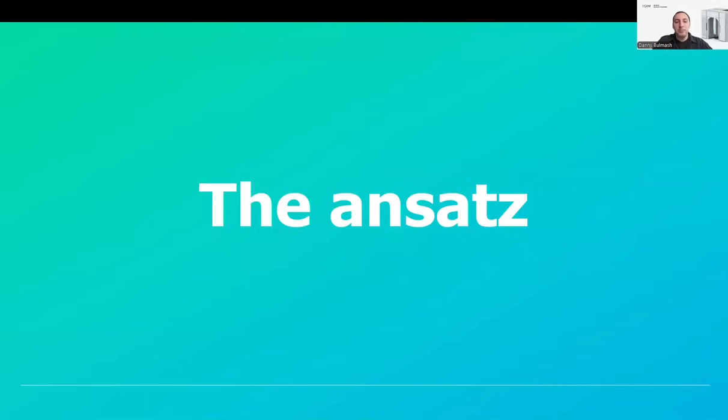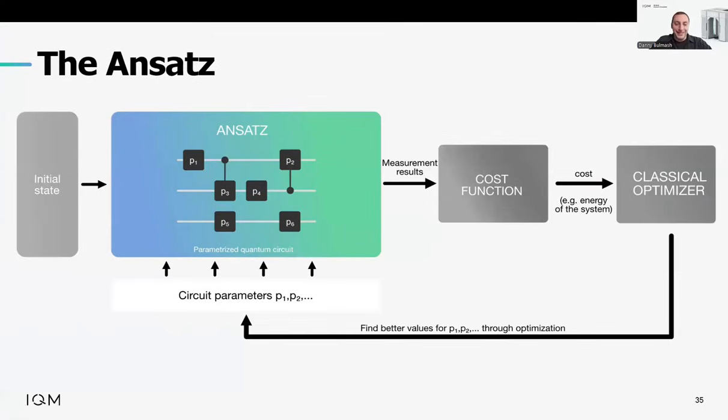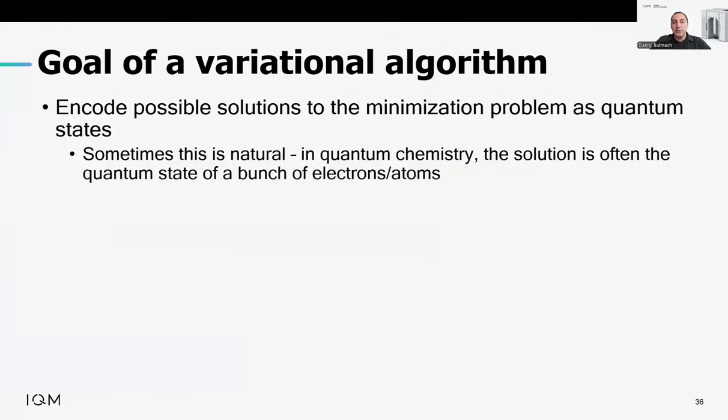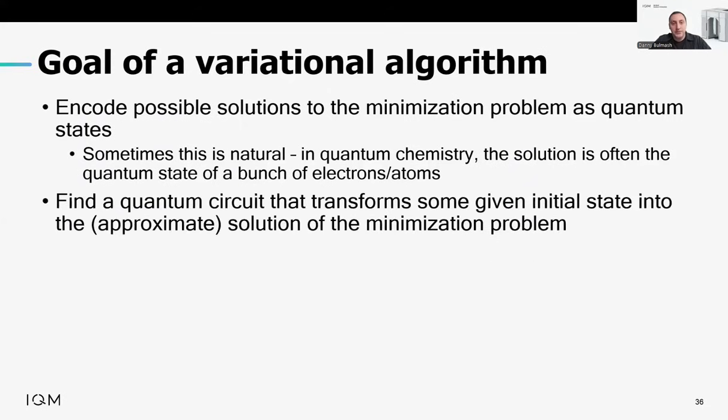Now, let's look at the next part of the algorithm, which is called the Ansatz. Okay, the goal of a variational algorithm is the following. We're going to encode possible solutions to the minimization problem as quantum states. Sometimes this is actually really natural. In quantum chemistry, the solution is often literally the quantum state of a bunch of electrons or atoms. So that's very natural to talk about encoding into quantum states.